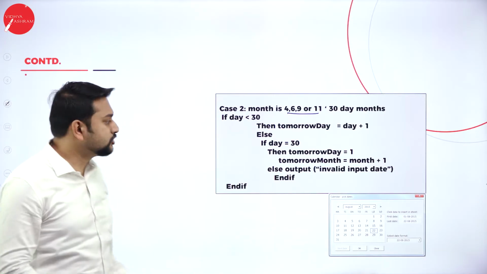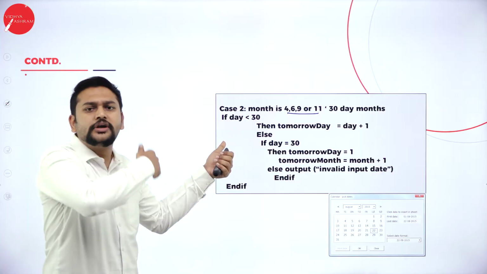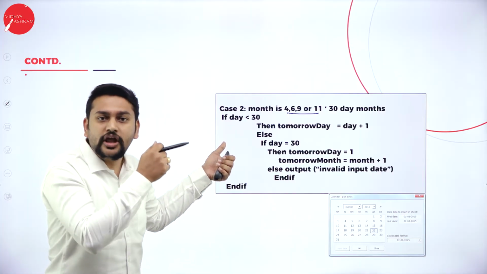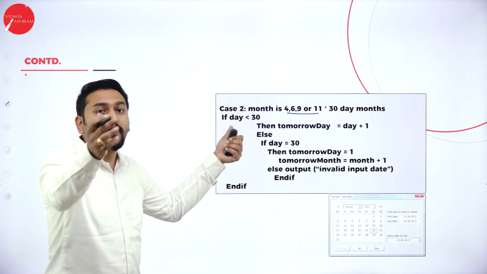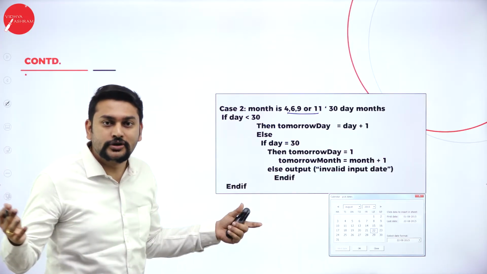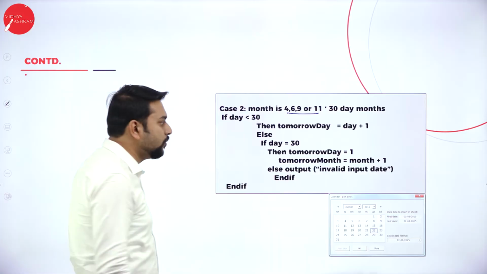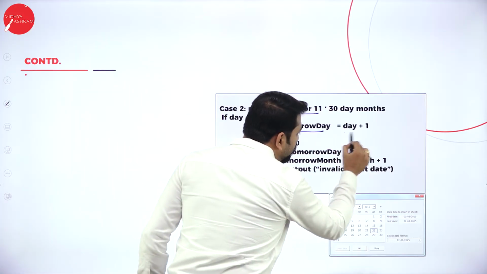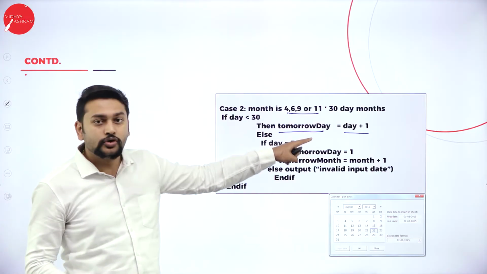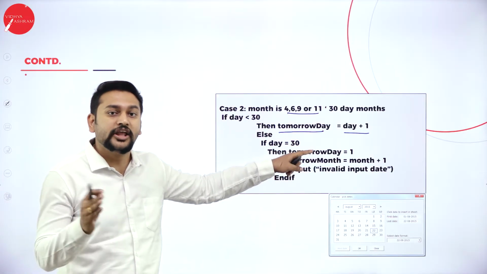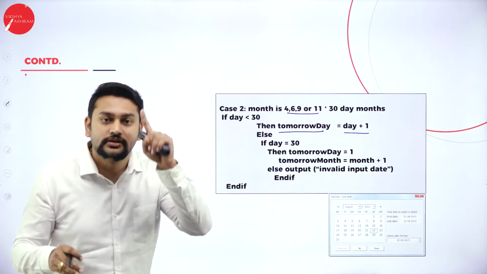So what is my condition here? The same thing you did there. I have taken days less than 31, but here I will take it as less than 30. That's it. All right. So if that is the case, I will increment: tomorrow day is equal to day plus 1. That's it, if my day is less than 30.